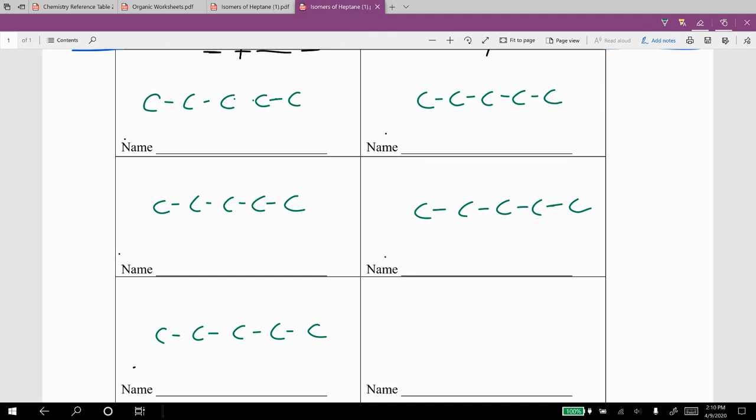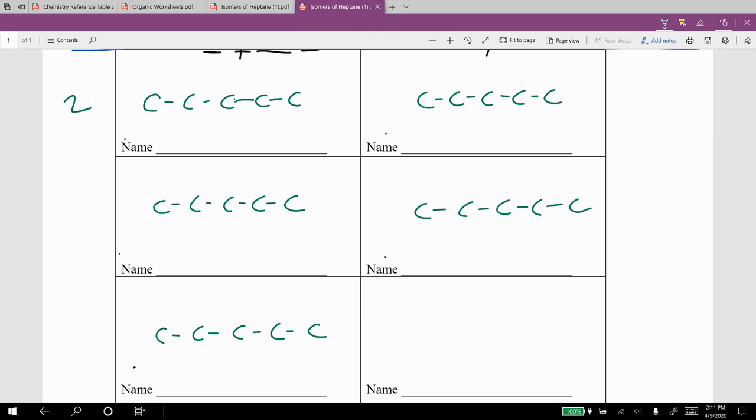My erase function is going to be junky. So there we go. All right. So I took care of my 6 carbon chains. Now I've got to do my 5 carbon chains. So I have 2 carbons to place, and I can do it 5 different ways.